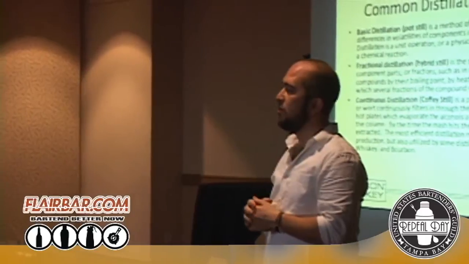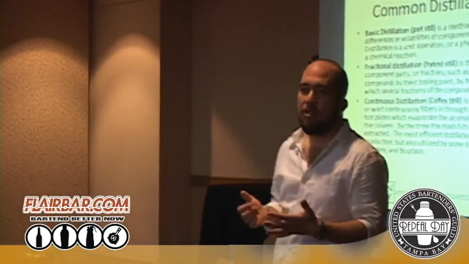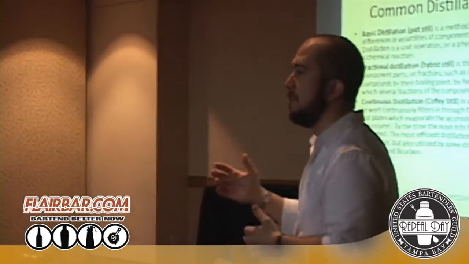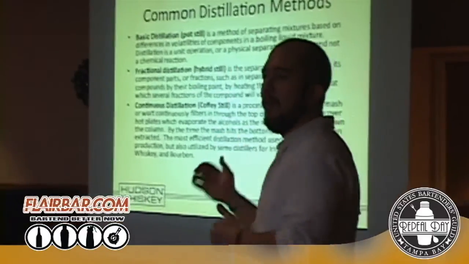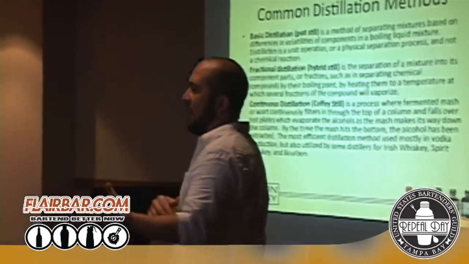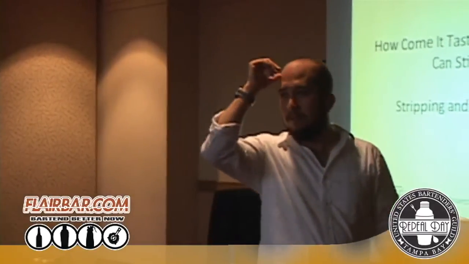And column stills are typically used for vodka, sometimes for whiskeys, and also for spirit whiskey, like blended scotches and Irish whiskeys, when you're distilling up to a higher proof, as opposed to American whiskey, where you're coming off at 80% or below. Okay, any questions on the different types of stills?